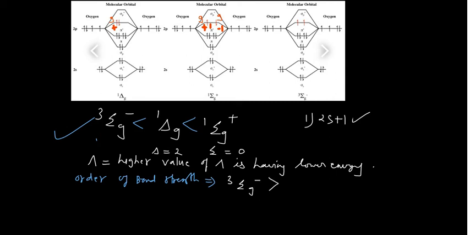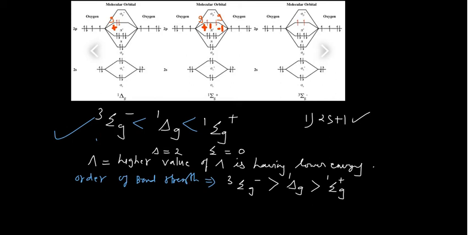Now if you want to compare the others, you can go for the similar energy order. Second is this one, so you can write delta g, and this will have the lowest energy, right? So whatever the energy order would be for the ground state and the excited states, you reverse that order to get the bond strength.